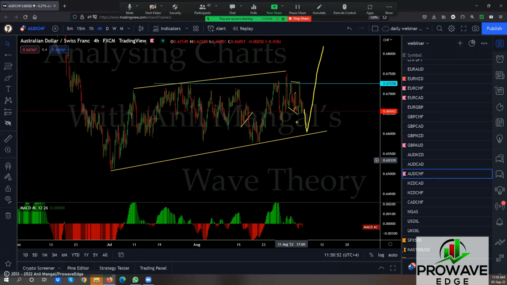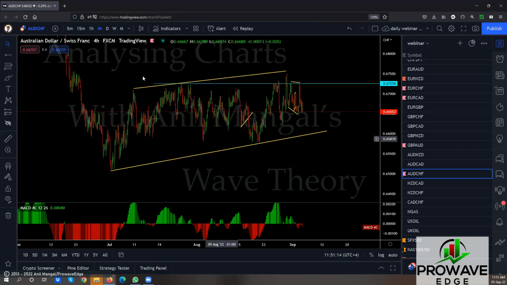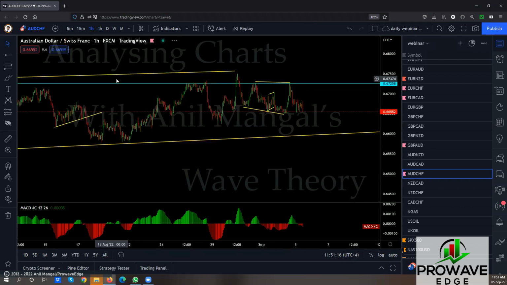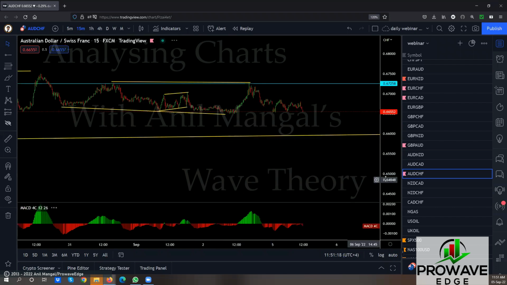I really think this whole structure is completed because we broke the top. We wanted it to break the top and then start the drop. So this is still a trade. We take that trade and then we see if it breaks out or if it goes back up. Go back to the 1 hour and go back to the 15.